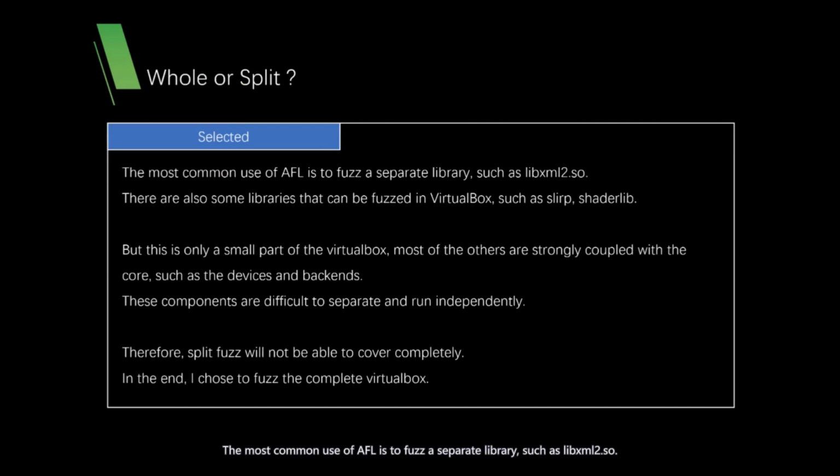The most common use of AFL is to fuzz a separate library, such as libxml. There are also some libraries that can be fuzzed in VirtualBox, such as slirp and shaderlib. But this is only a small part of VirtualBox. Most of the others are strongly coupled with the core, such as the devices and the backends. These components are difficult to separate and run independently. Therefore, splitting files will not cover everything.